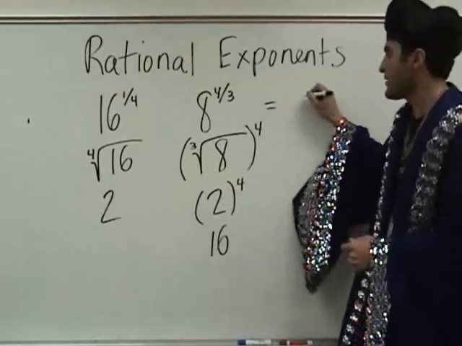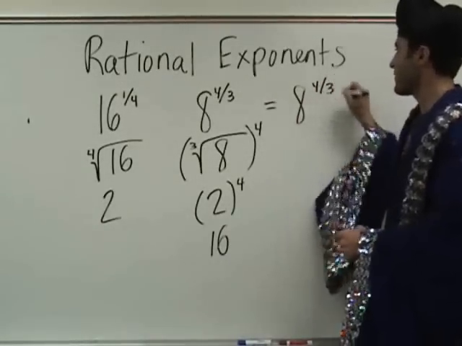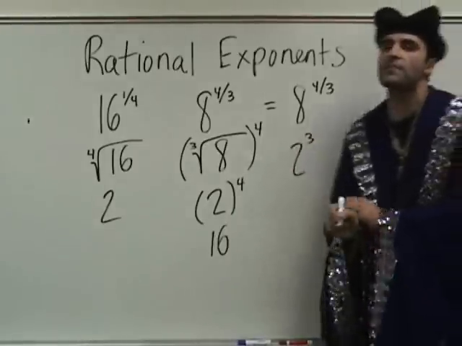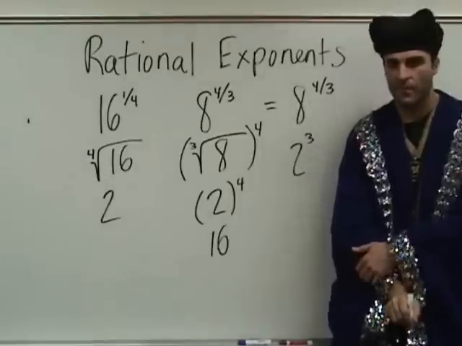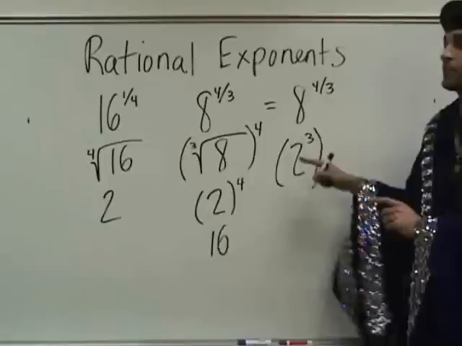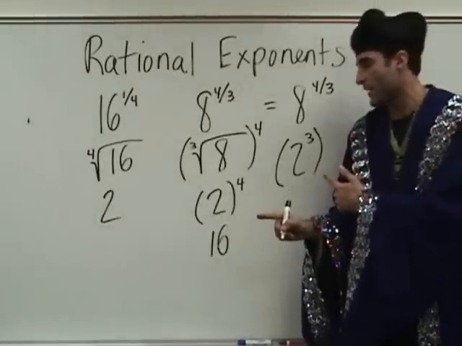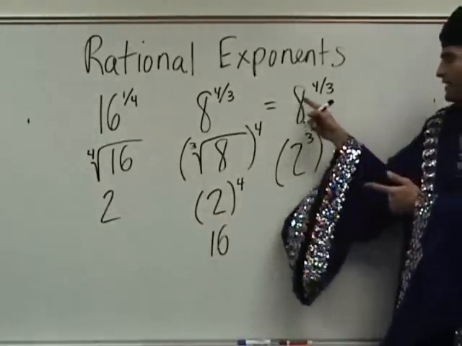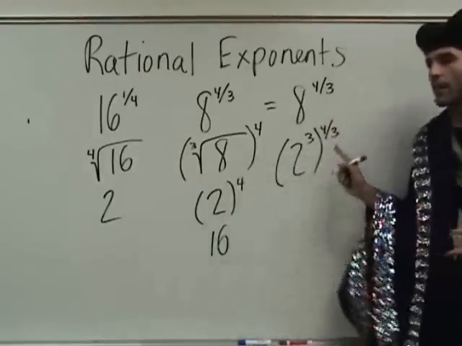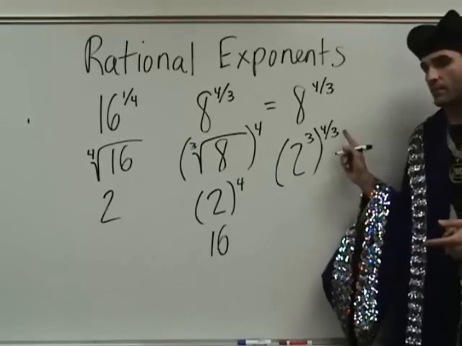Remember, another way to do this is 8 to the 4/3. We could write 8 as 2 to the 3rd. Any questions about 8 being 2 to the 3rd? Yeah, 2 times 2 times 2 is 8. You're asking why did I do that? Okay, the reason I did that is so that when I multiply it by 4 over 3 out here, what happens? The 3's cancel.